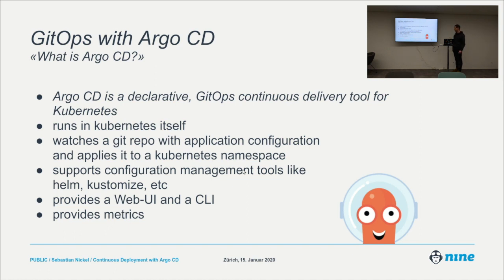To a Kubernetes namespace. And it supports configuration management tools like Helm, Kustomize, Jsonnet, and normal plain YAML. We at 9 are using Helm, but we just started with it. We have some experience and knowledge with it, so we stay with it. It provides a web UI and a CLI, and also some metrics. The web UI is quite cool. I'm not a UI fan, but that one is quite cool.